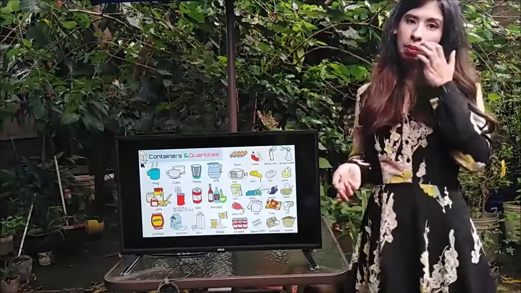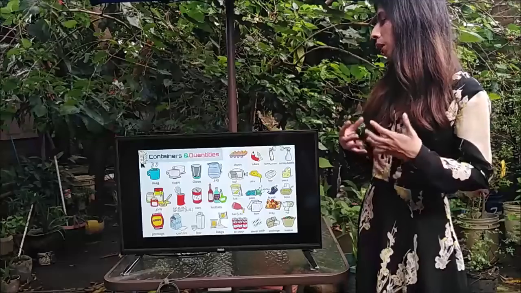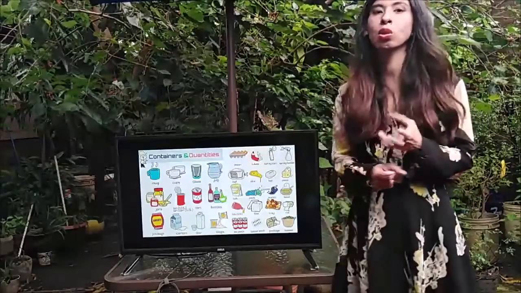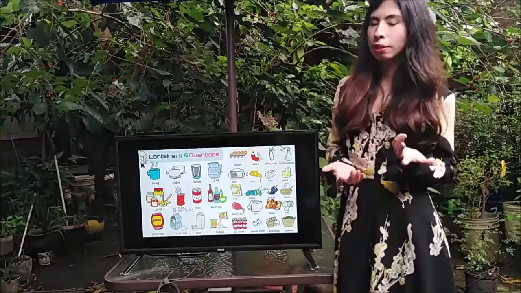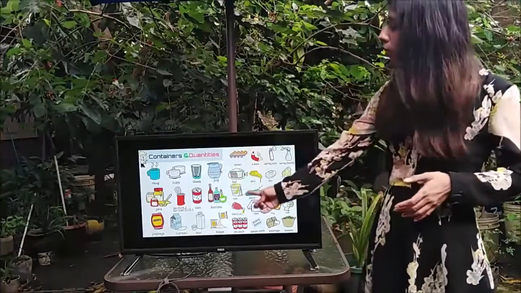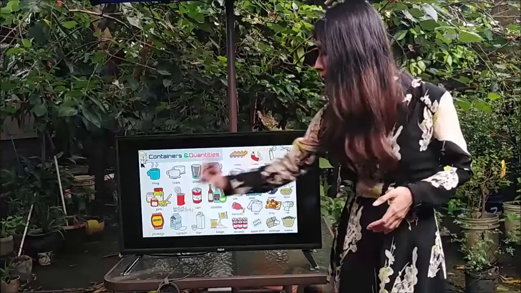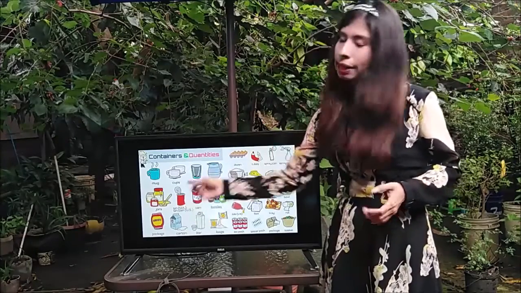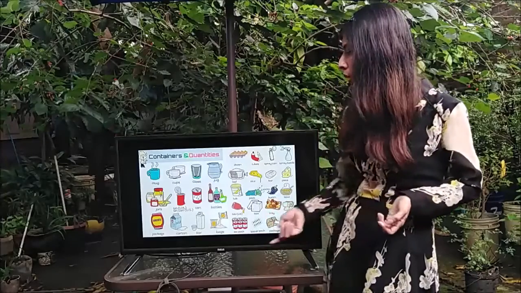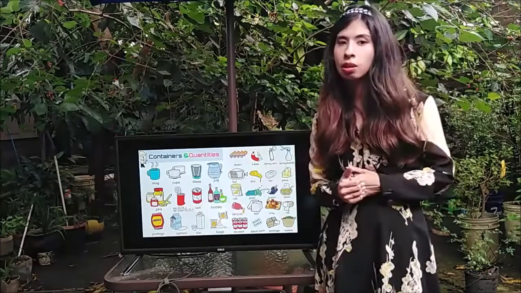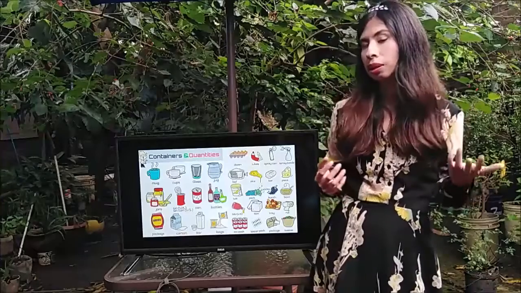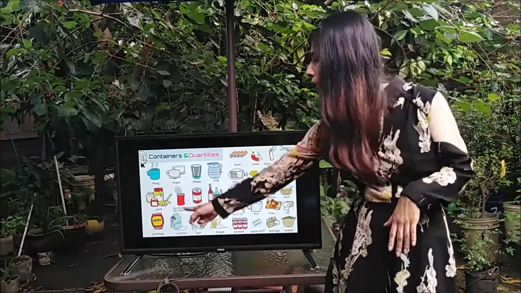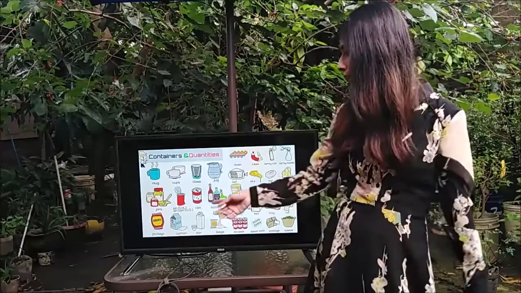We have cups, we have glass, right? Remember, the glass can be this one or the one that we use to drink some wine. Then the jug, we have jars, we have the tin or the tin can, depending on the place you are. If you're in the United States, you need to mention tin can, but if you're in Europe, you can just say tin and they will understand.